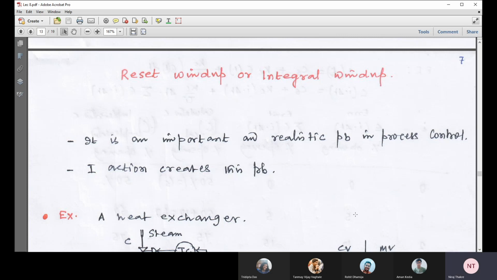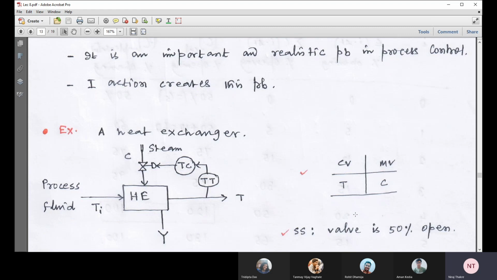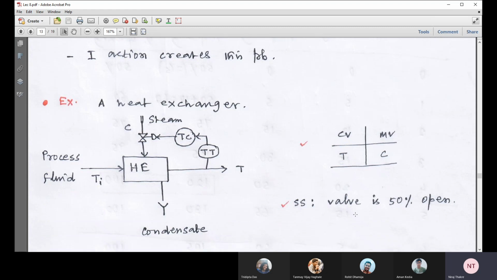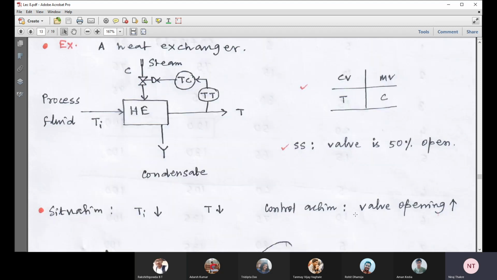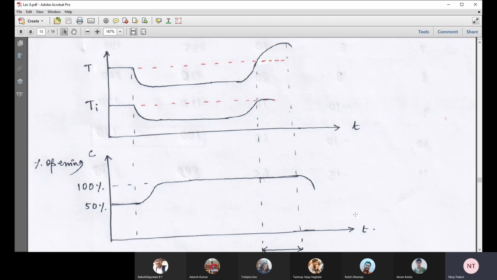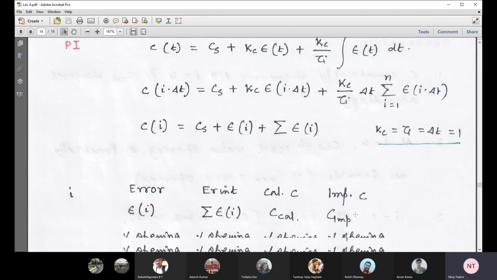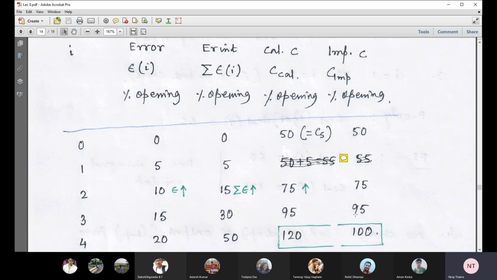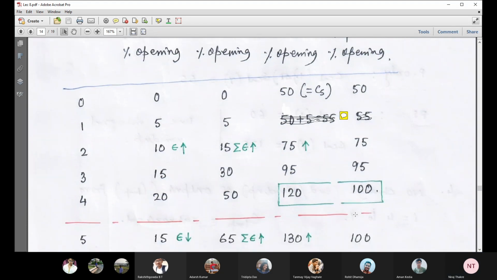So in the last class, basically we were discussing this reset windup or integral windup, and there we have taken this example system to understand. It is a heat exchanger example, and this is the graphical representation of the operation of that heat exchanger. This also we have discussed. Then I have given this table to you.